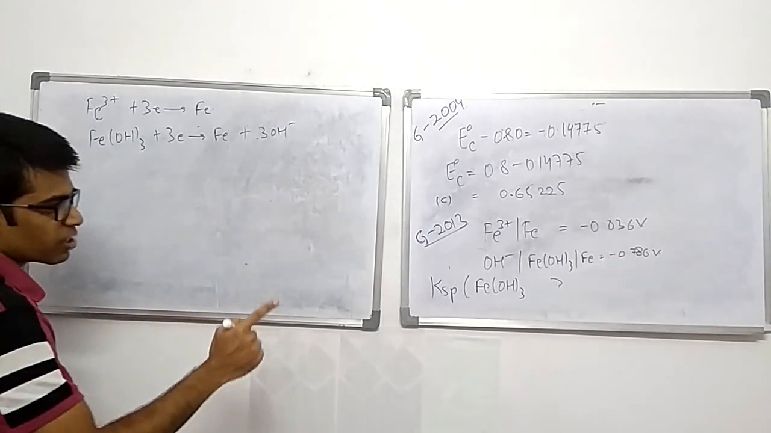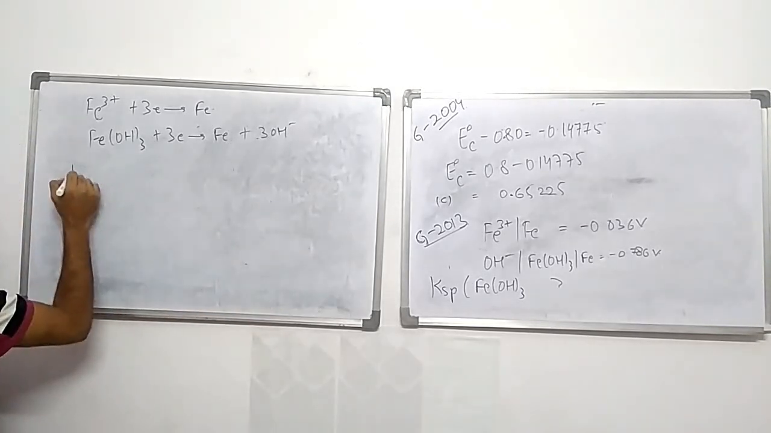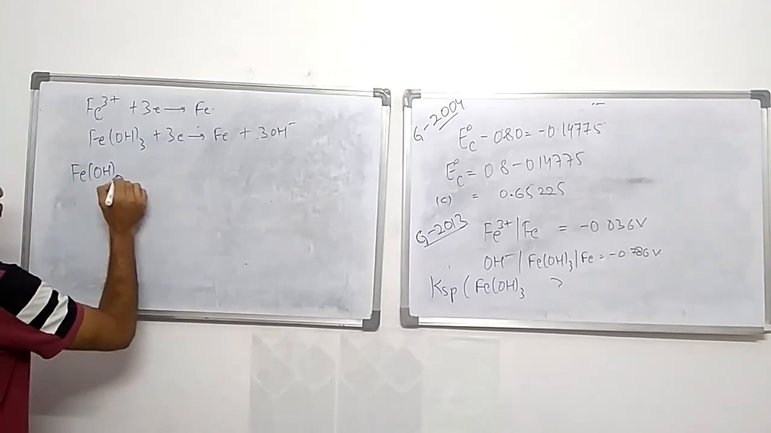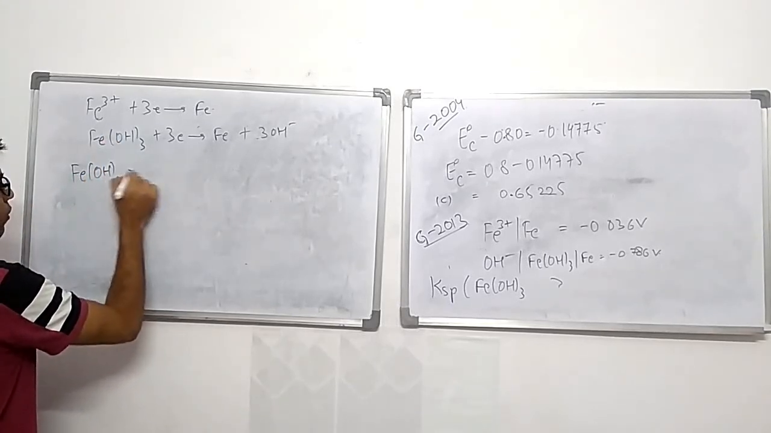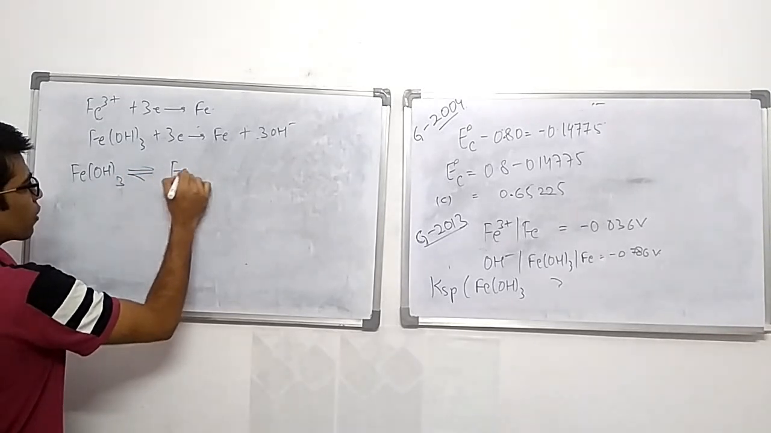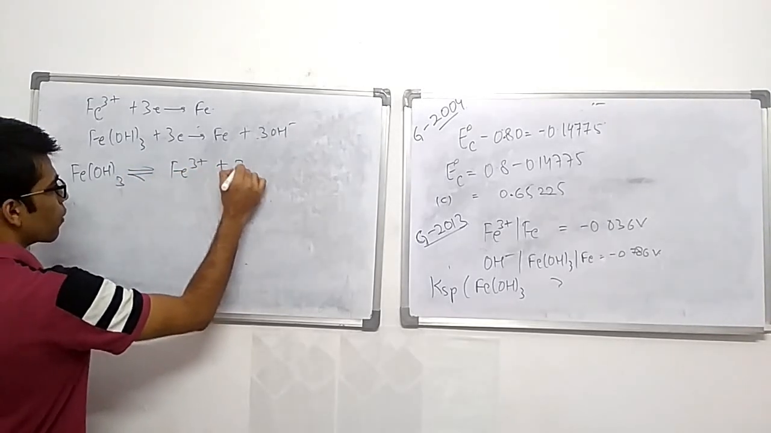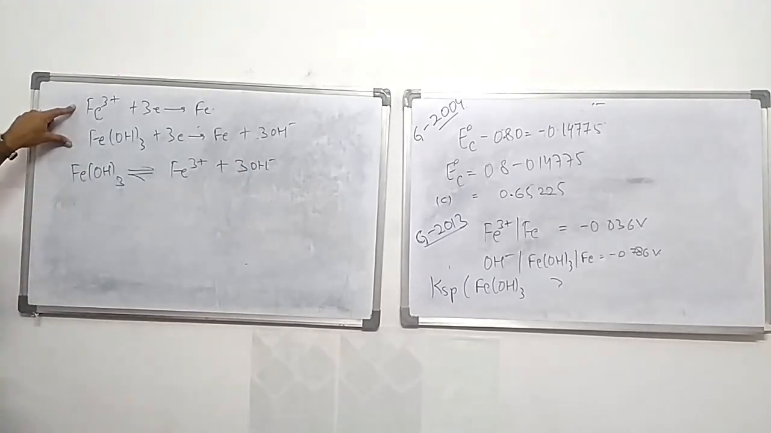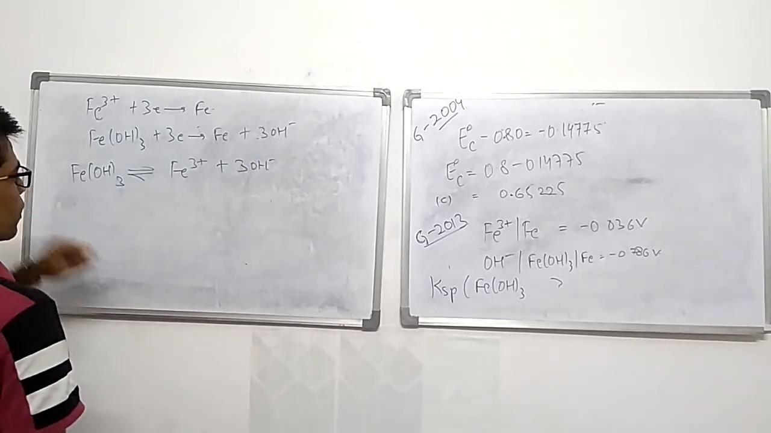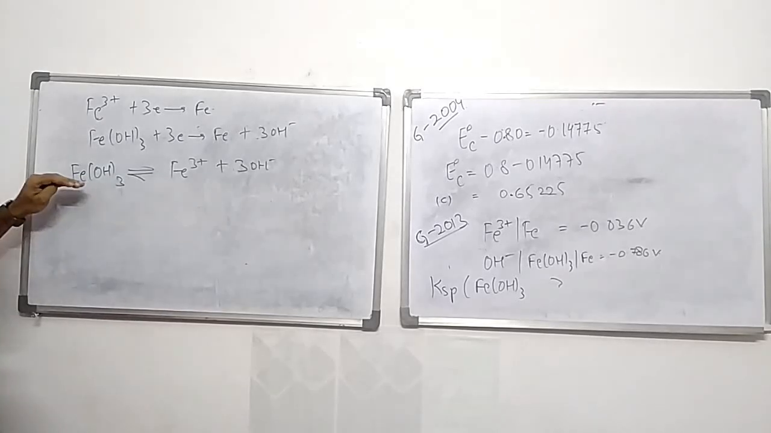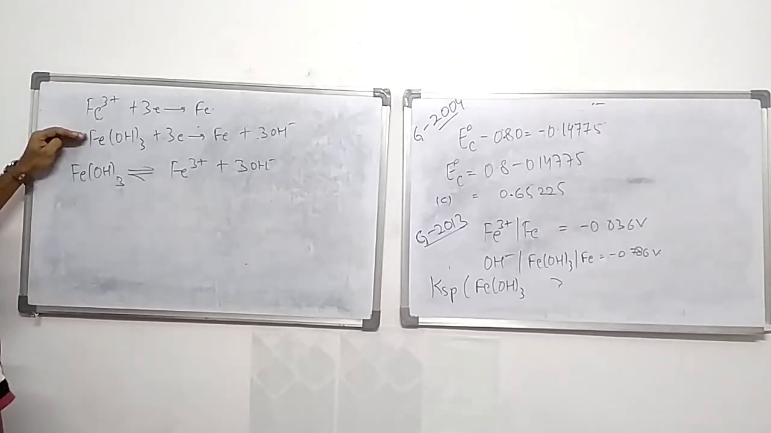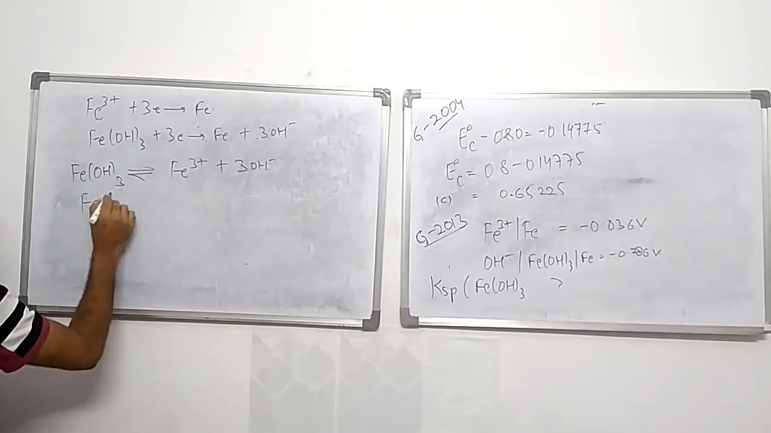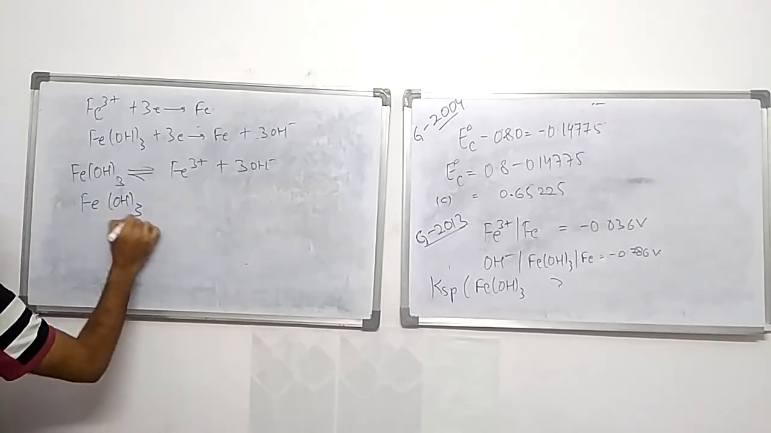If we have to find the KSP of FeOH whole thrice, we have to write the dissociation reaction of FeOH whole thrice, which would be like this. Now that means using these two half cells we have to arrive here. So since FeOH whole thrice is on the left side, we will use this equation which has FeOH whole thrice on the left side. So let us say my first equation is this.